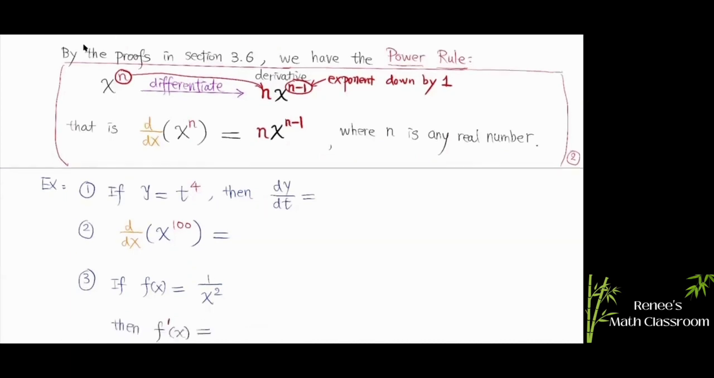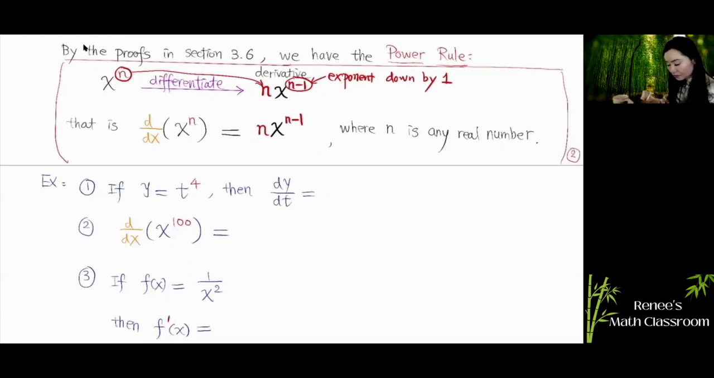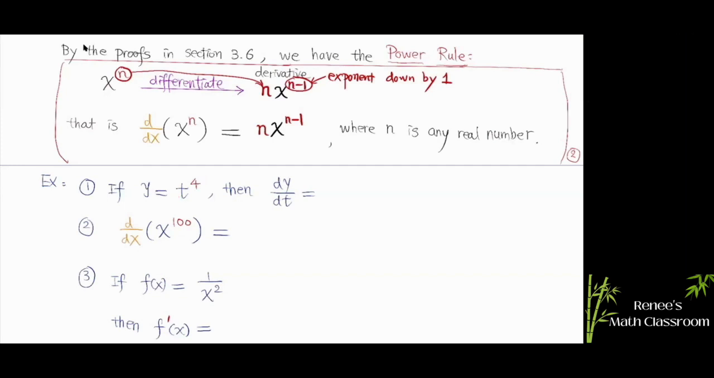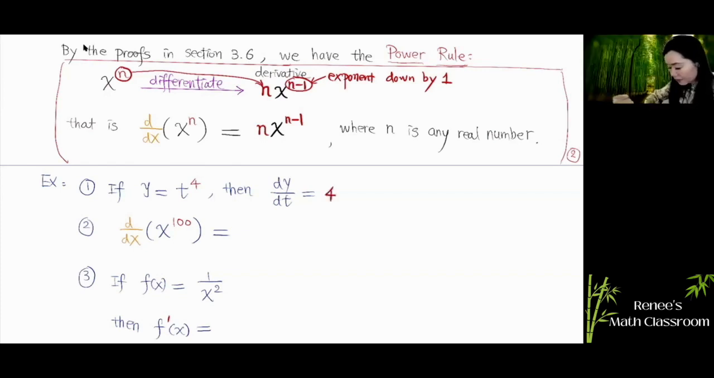Now let's practice on this. So if y is equal to t to the 4 power, then what is dy dt? Now remember, this d dt here is a differential operator, which means you differentiate this y with respect to t. So what's the derivative of y with respect to t if y equals t to the 4 power? Is it just 4t cubed? Yes, you got it. So that will be 4t cubed.